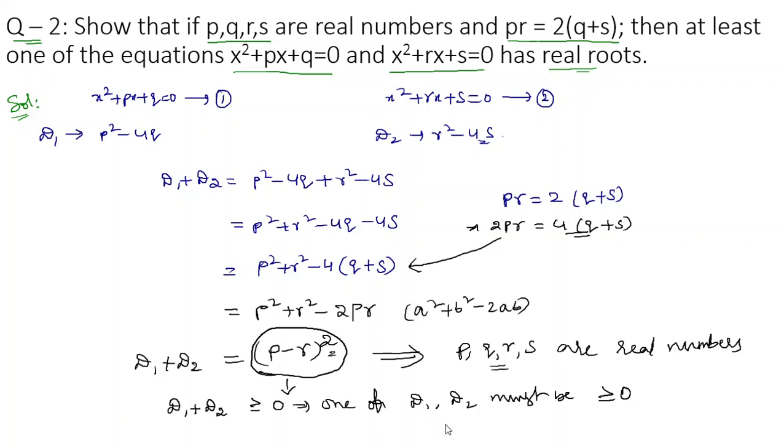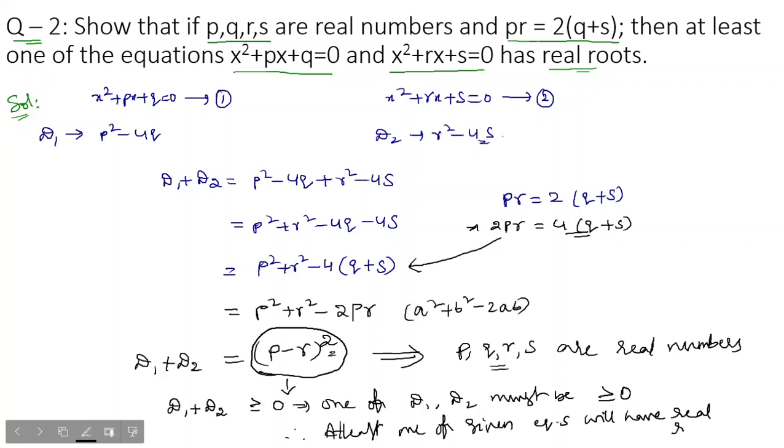So when a discriminant is greater than or equal to 0, then the quadratic equation will have real roots. Therefore, at least one of the given equations will have real roots. Hence our problem is proved.